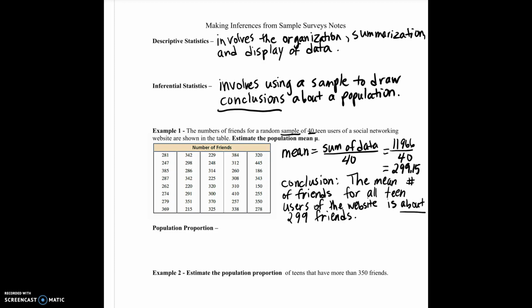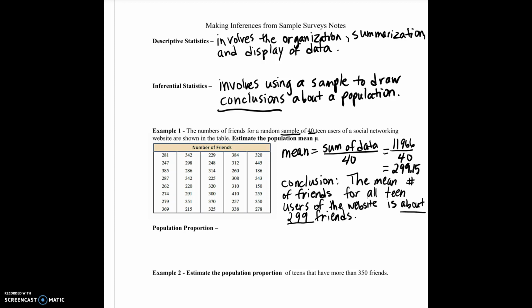Now, by using the word about, we're not saying it's exactly 299. We're using that sample and we're making a conclusion that if we were to expand it to every user of the site, it probably would be about that. Now, we're going to look at sampling methods in our next lesson. And in that, we're going to talk about things and samples that would be a good estimation of the entire population and ones that might not. So this may or may not have been a good way to describe that.